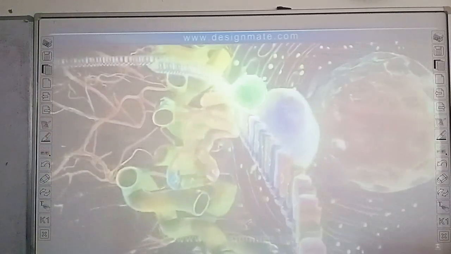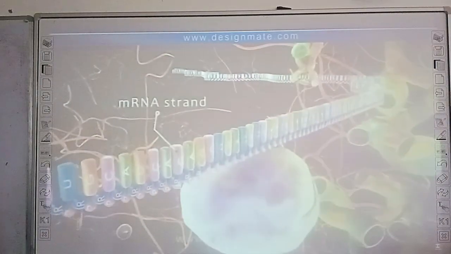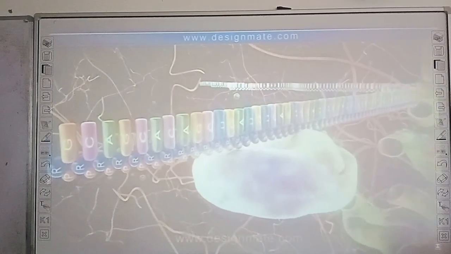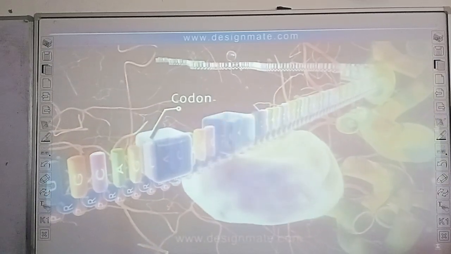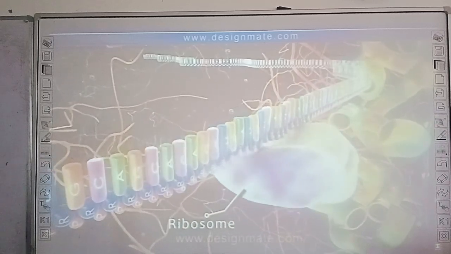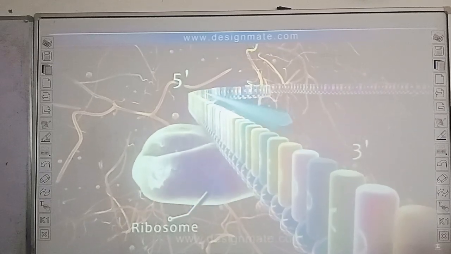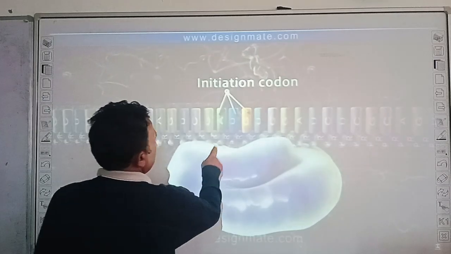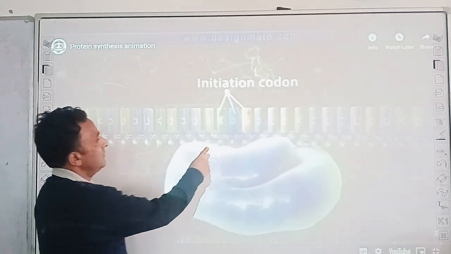During the initiation stage, a small subunit of a ribosome binds to the mRNA strand. The mRNA strand is made up of codons, which are sequences of 3 bases. Then the ribosome subunit moves along the mRNA in the 5' to 3' direction until it recognizes the AUG codon or the initiation codon. This AUG codon, first codon. Initiation codon.